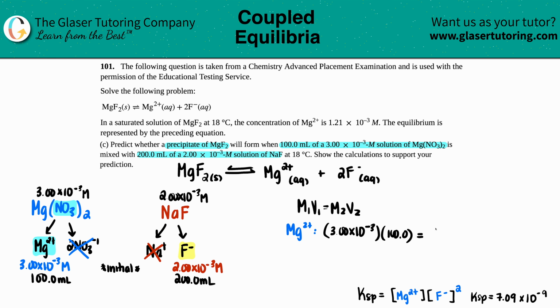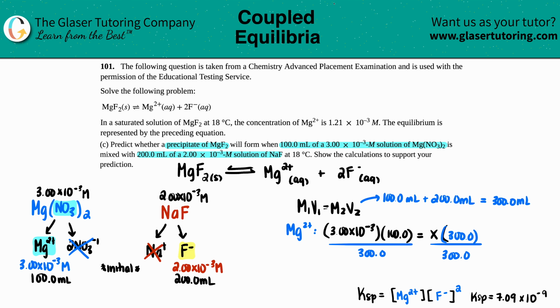This will now equal the new molarity that I'm solving for times the final volume. And the final volume, V2, is the 2 volumes together. So you had 100 mils plus 200 mils, and you get 300 mils. That is your V2. To solve for x, all we have to do is just divide by the 300 on both sides. And now we will have the new molarity that we're going to start off with for Mg2+.